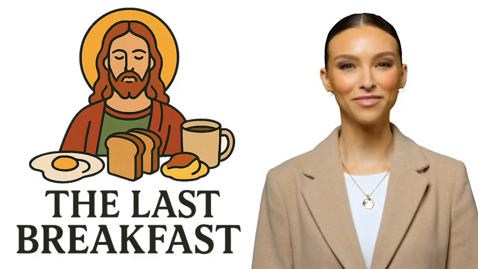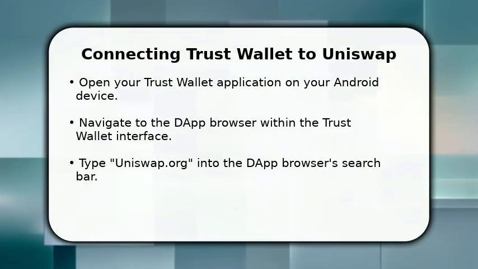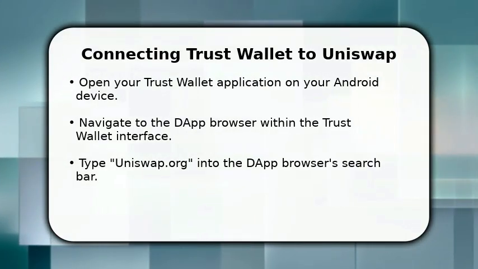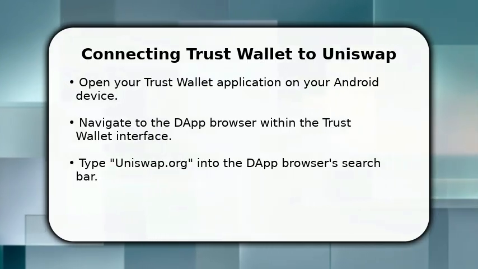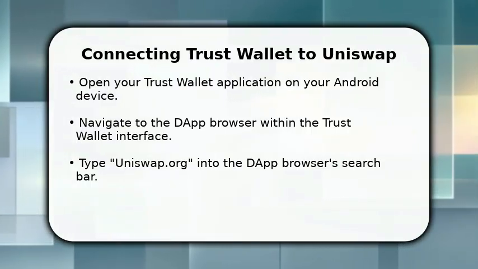Please enjoy the video. In this video, I will show you how to connect Trust Wallet to Uniswap on Android. First, open your Trust Wallet app on your Android device. Once inside, locate and tap on the D-App browser icon, usually found at the bottom.